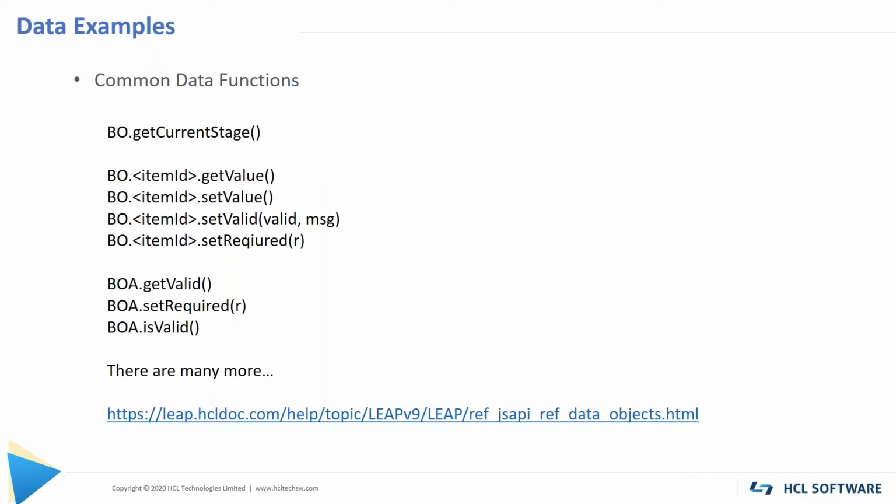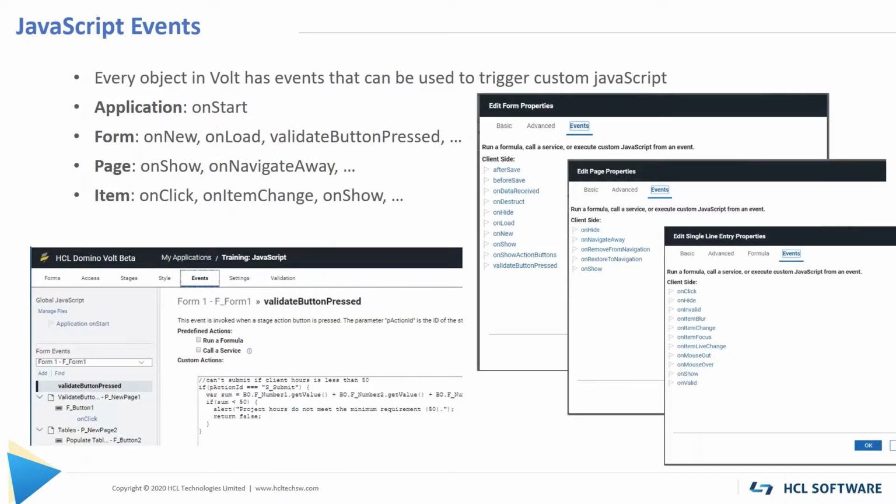Common data functions that you might use. Things like get current stage, it's going to return you the ID of the stage that the form is in. This is showing you how it's business object, and then the item that you want to reference, and then your function: set required, get required, set valid, get valid. Is it valid? There's tons of other functions. I would encourage you to at least have a look at the documentation to know what you can play with. A lot of cool things can be done with the JavaScript functions that are there.